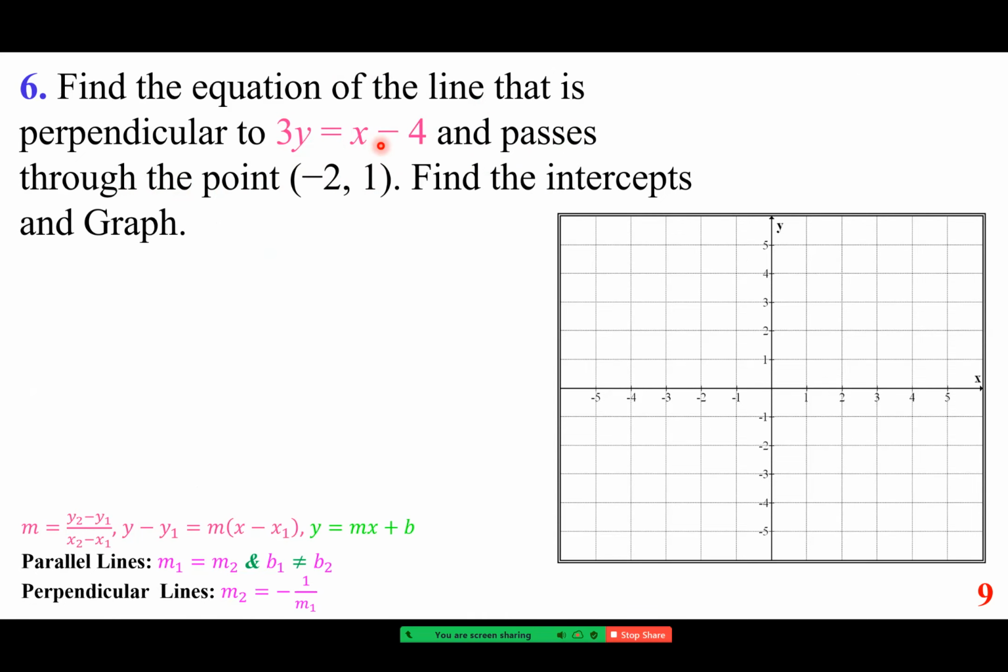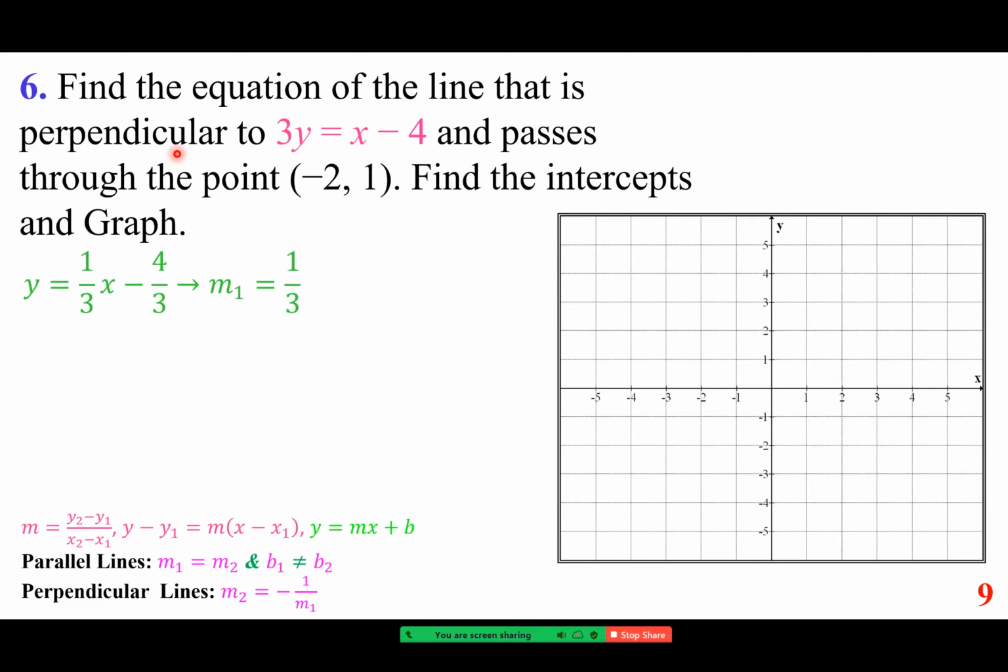This line, in order to find the slope, we solve for y, which means we're going to divide everything by 3. So this becomes 1/3 x, and the other one becomes negative 4/3. Therefore, this is your slope, m sub 1, meaning the slope of the given line. Or if somebody asks what is the slope for a line parallel to it, that would give you the same answer.